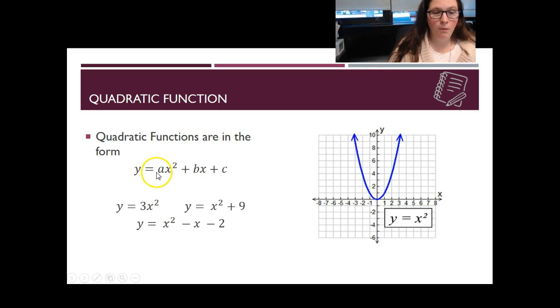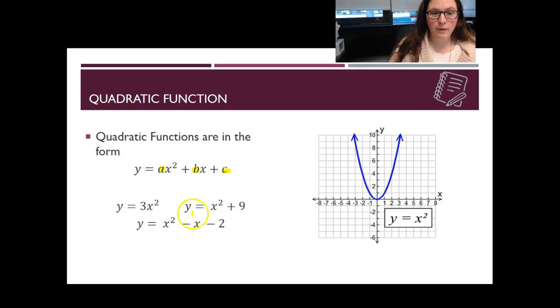Quadratic functions are always in the form y equals ax squared plus bx plus c. Now remember, as we're going through there, the a can change and be any number, the b will change and be any number, and c will again change and be any number. You'll notice in this first example that we have just 3x squared. It's a quadratic because it has an x squared, but you'll notice both the b and the c are 0, so we don't write them in there.